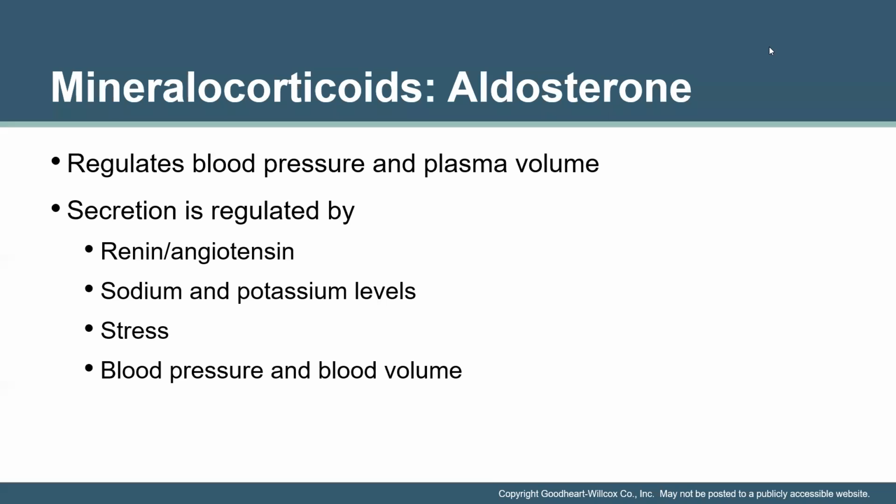Okay, so when we're talking about the release of products from the adrenal glands, let's go into what they are. So the principal mineralocorticoid is aldosterone. It is responsible for regulating our blood pressure and plasma volume by way of impacting the kidneys and what they're regulating primarily. Now, the secretion of aldosterone is regulated by something called renin and angiotensin.